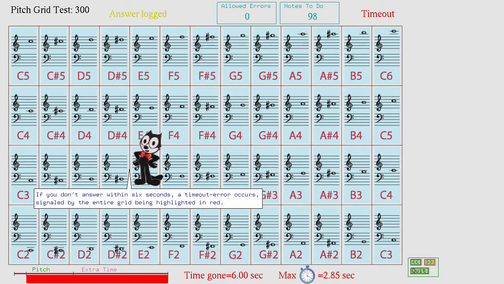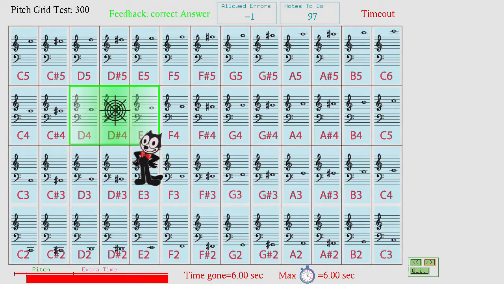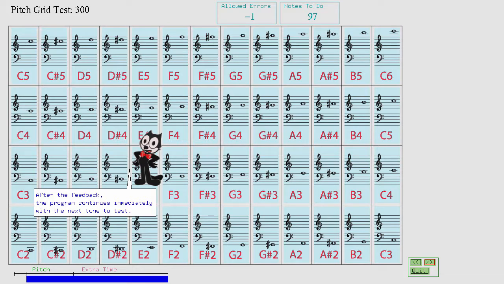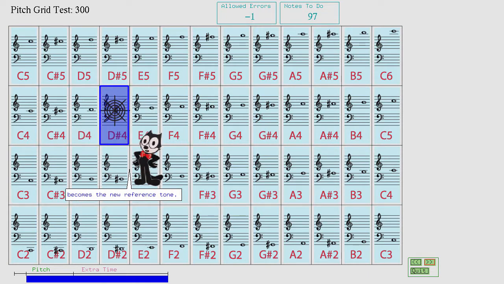If you don't answer within 6 seconds, a timeout error occurs, signaled by the entire grid being highlighted in red. Again, the timeout feedback is followed by playing and displaying the correct answer. After the feedback, the program continues immediately with the next tone to test. The last heard tone from the feedback cycle, the correct answer, becomes the new reference tone. The location on the grid is highlighted in blue, but the tone is not played again.